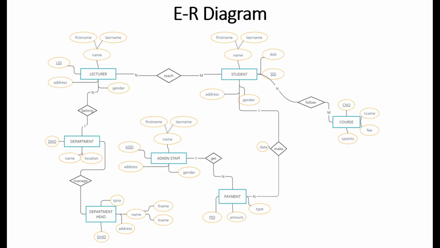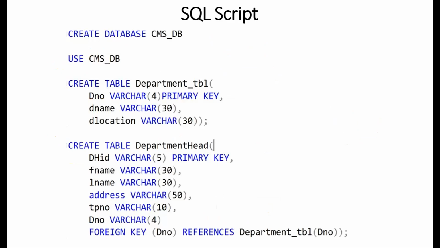Also here, department is managed by department head. Exactly one head manages exactly one department. One department is managed by exactly one department head. This is our basic ER diagram for our campus management system. Yes. And also, sir, we could show the SQL script. SQL script as well. Yes, please go ahead. I would like to see that one. Who's going to explain that?